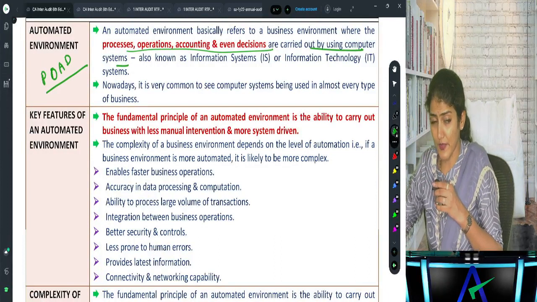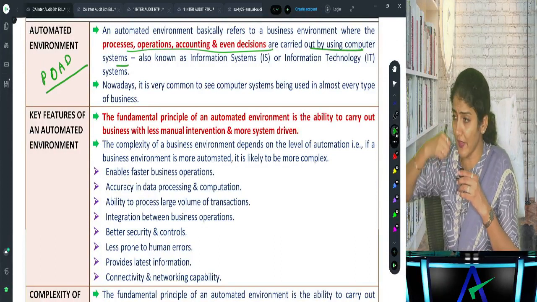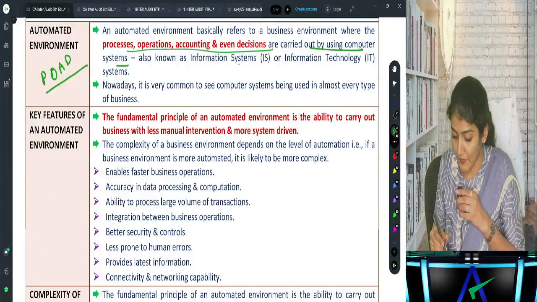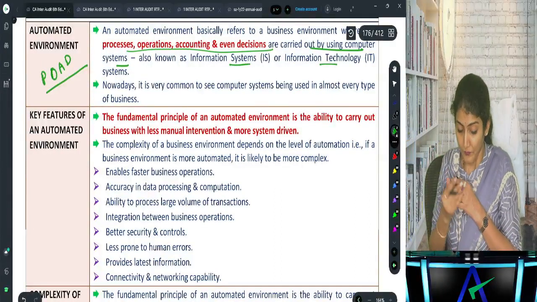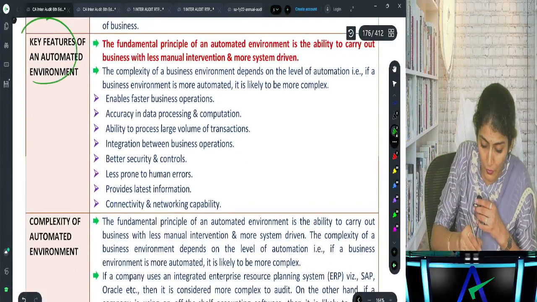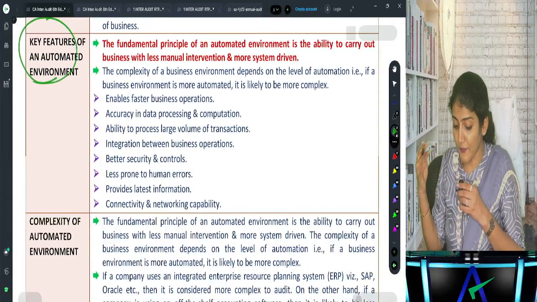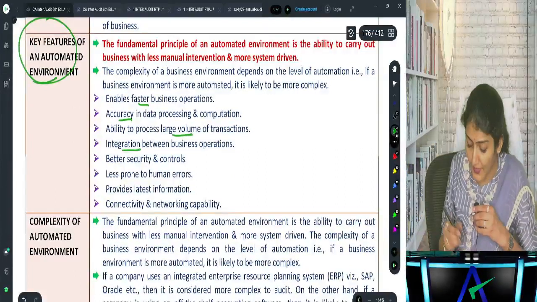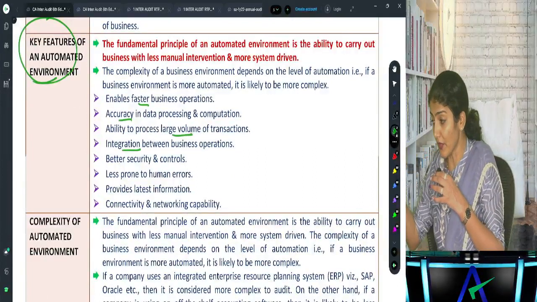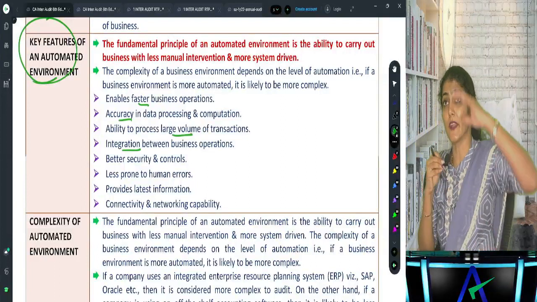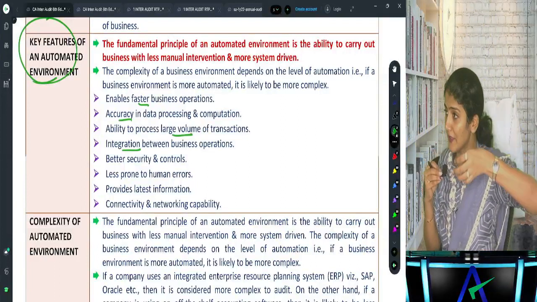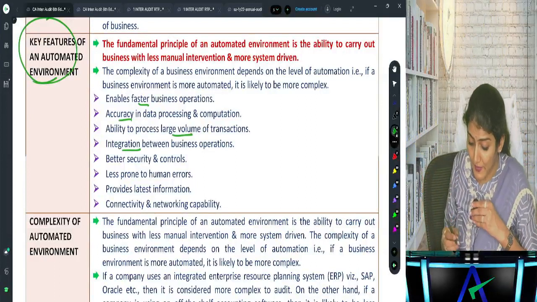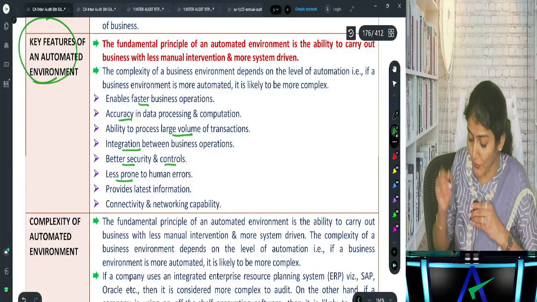Right, so now your processes, operations, accounting, and even the decisions are carried on with the help of the computer system. So you have the information system or the IT. Right, and what are the key features of an automated environment? Everything is faster, accurate, large volume of the transaction, integration between business operation. So the moment you purchase the goods, will it be updated in your stock? Yes. The moment you sell the goods, will it be reduced from your stock? Yes. So integration. Then obviously better security and control, less prone to human error.